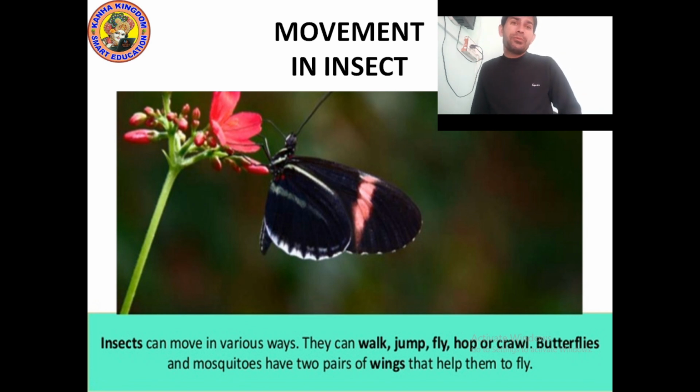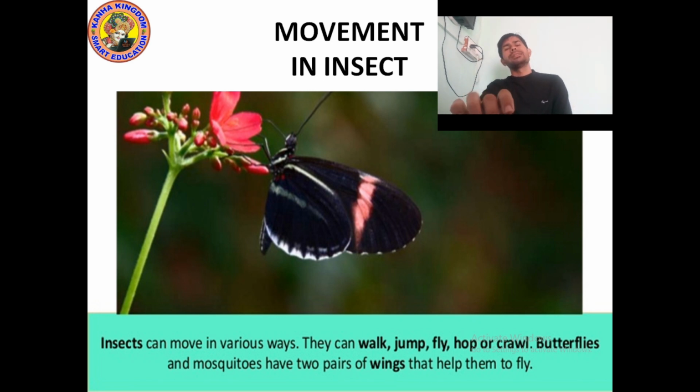Now, movement of animals, locomotion. What is locomotion? The movement of an animal from place to place is known as locomotion. It helps the animal to obtain food and get shelter. It also protects them from their predators. Unlike plants, animals can move from place to place. Their movement is known as locomotion.